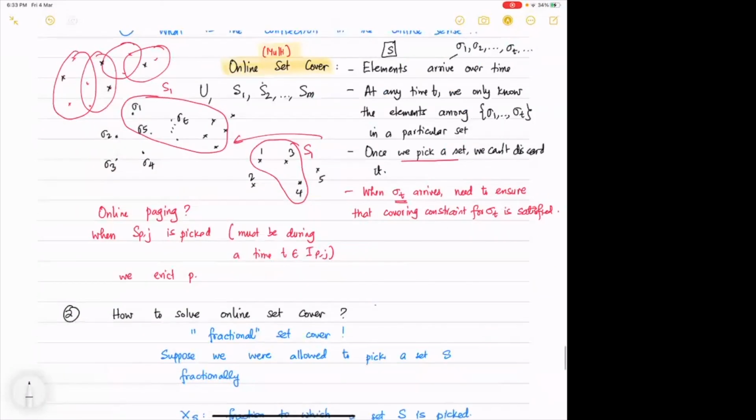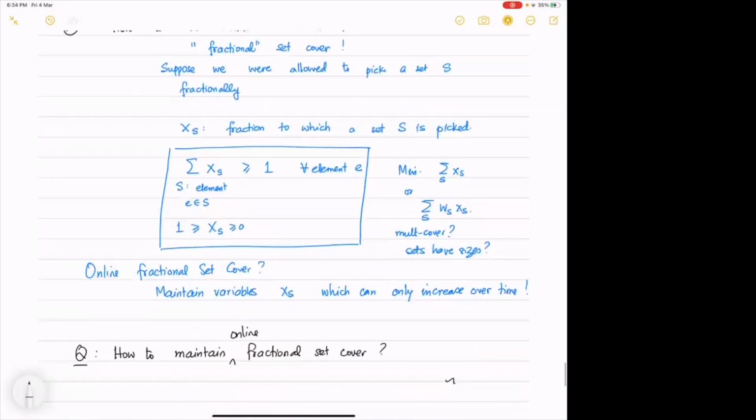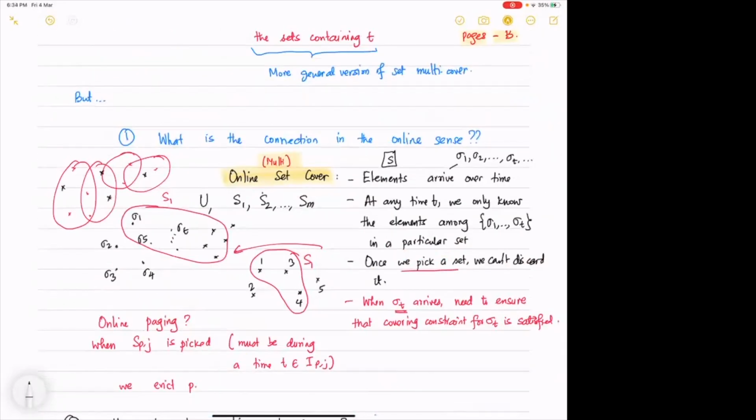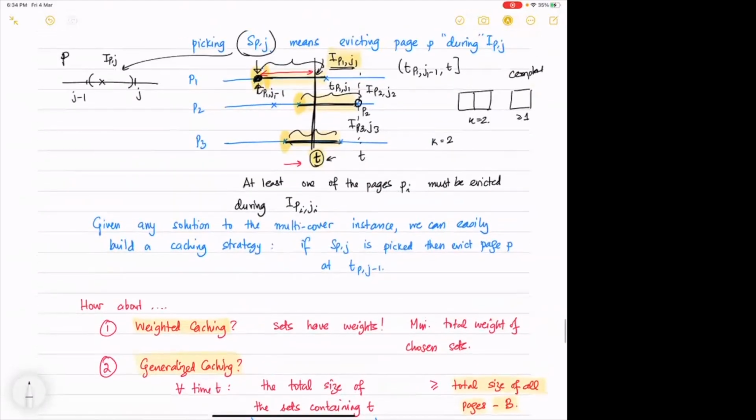And we're only counting evictions. We're not counting the cost to bring in a page, because as I said last time, the two are the same. Questions? Good. So this is the online set cover problem. What you're doing is maintaining a collection of subsets over time, and once you pick a set, you cannot throw it away. And what we are showing is that if you can solve this problem, then you can also go back and solve the paging problem.